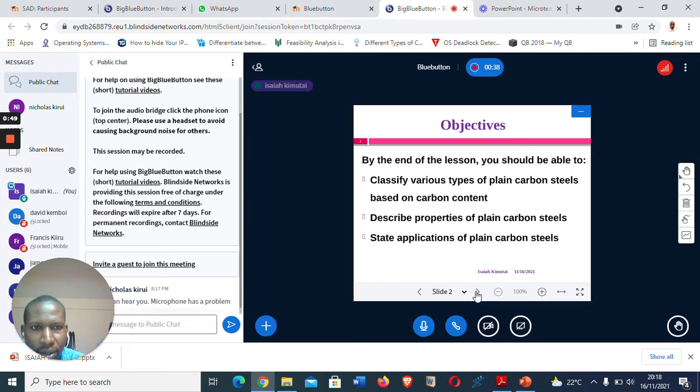By the end of the lesson, you will be able to classify various types of plain carbon steels based on carbon content, describe properties of plain carbon steels, and state applications of plain carbon steels.